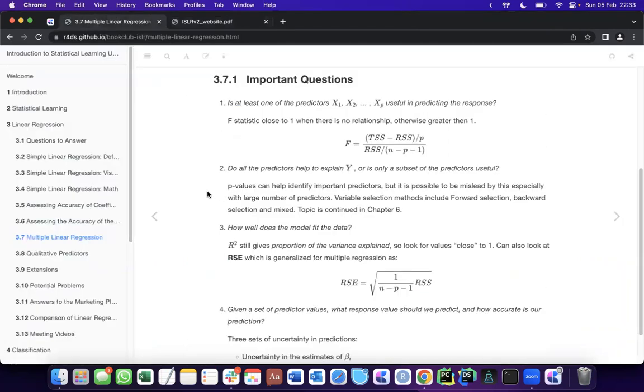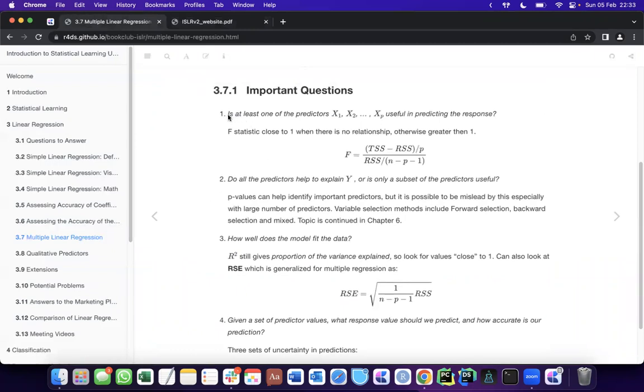So if we jump back into our slides, we can have a look at some of the questions that are going to impact those three different areas. The first question we want to ask when we are dealing with a multiple linear regression is, is at least one of these predictors useful in predicting our response? Because if none of them are useful, then just adding more and more isn't going to increase our model's fit to our data. It's not going to really give us any more useful information. So we can look back at our F statistic, and we know that it's close to one if there's no relationship, otherwise it is greater than one.